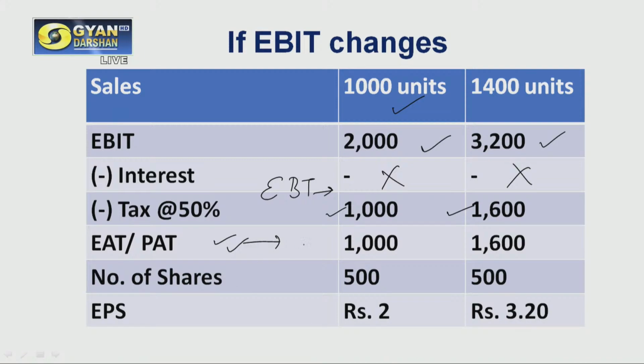What I need to do is divide this earnings after tax by the number of shares, and when I divide earnings after tax by the number of shares, I will get my EPS, right? So in this case, my EPS is rupees 2 in case of present sales. In case of expected sales, my EPS is rupees 3.20, because in both cases I am dividing my earnings after tax by the number of shares. Okay, so this is the case when we don't have any debt, we don't have any fixed charge.